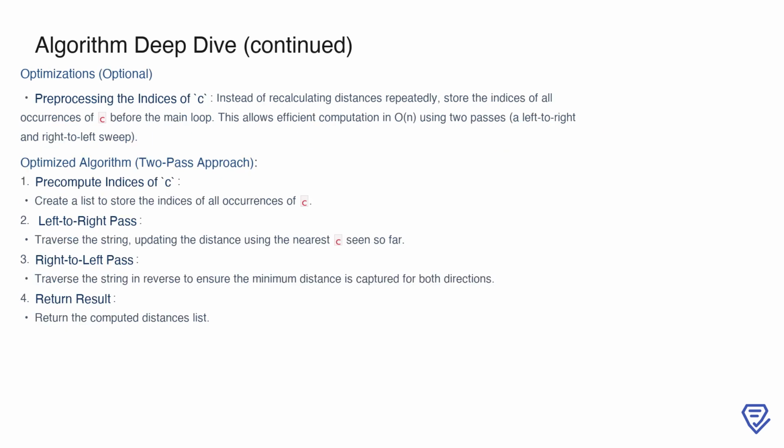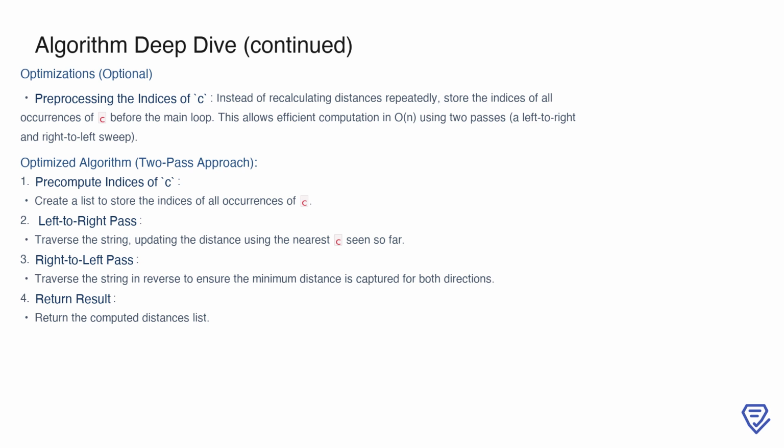To optimize this algorithm, we can avoid redundant calculations by pre-processing the indices of all occurrences of C. Once we know where C is located, we can compute distances more efficiently using a two-pass approach. First, we perform a left-to-right pass through the string, keeping track of the nearest C seen so far. During this pass, we update the distance for each character based on this nearest occurrence. Then, we perform a right-to-left pass to ensure that distances are minimized in both directions.